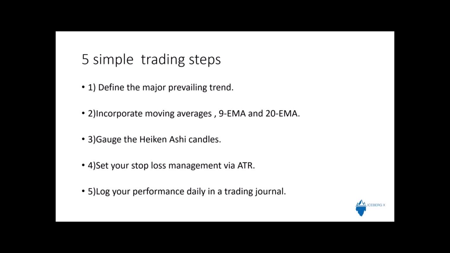So let me reiterate the five simple trading steps which I just shared with you earlier. First thing is to define the prevailing trend, whether it's a bullish trend or a bearish trend. Second is to incorporate your moving averages, which is the crossovers, the bullish crossovers and the bearish crossovers. And third, to incorporate those candles into Heiken Ashi candles.